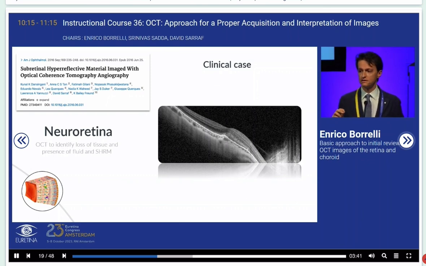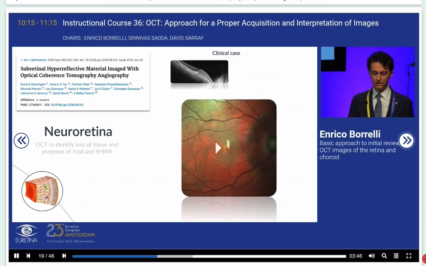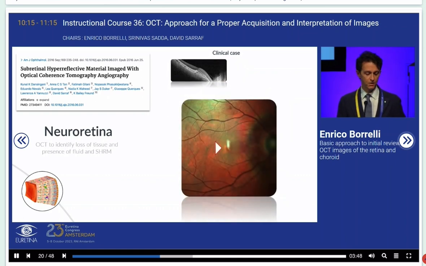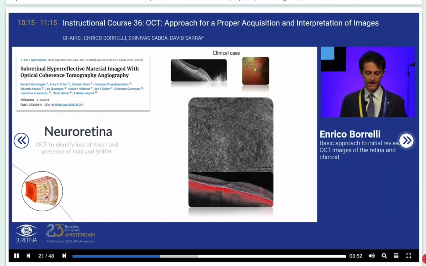This is a patient with myopia and this subretinal hyperreflective material. We performed this multicolor image, which shows the presence of a hemorrhage, but we also performed OCTA, which actually shows the absence of a new vascularization.